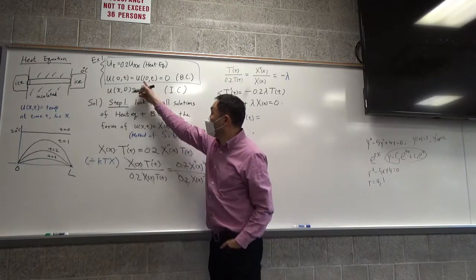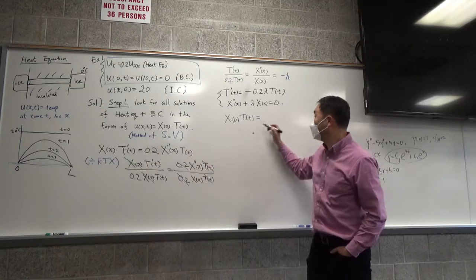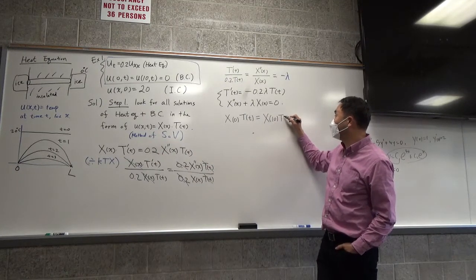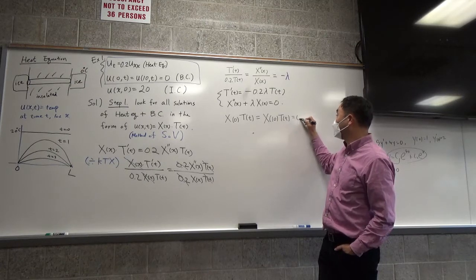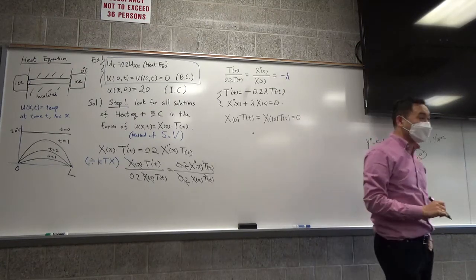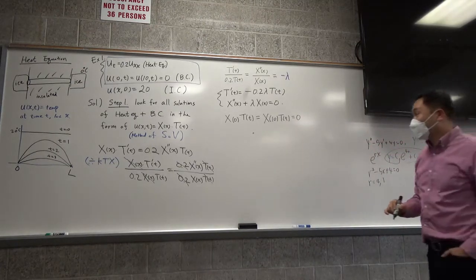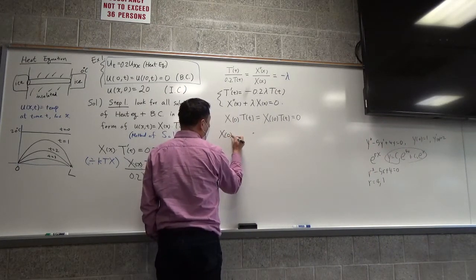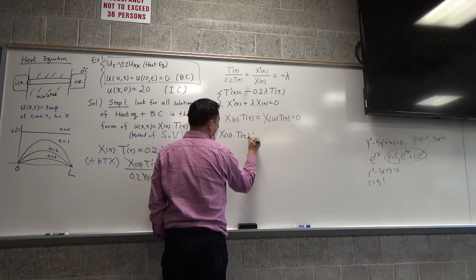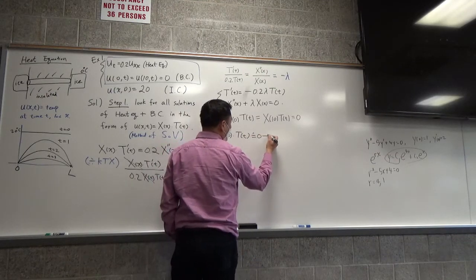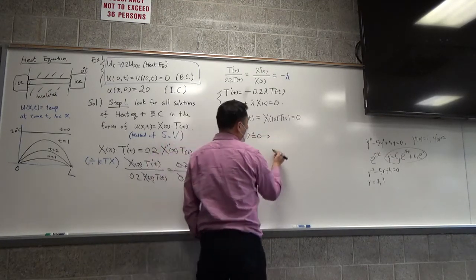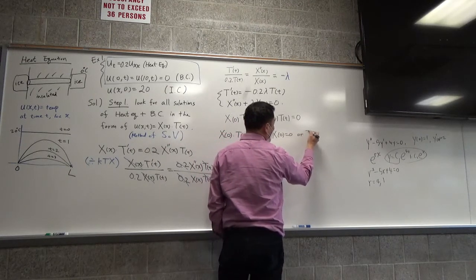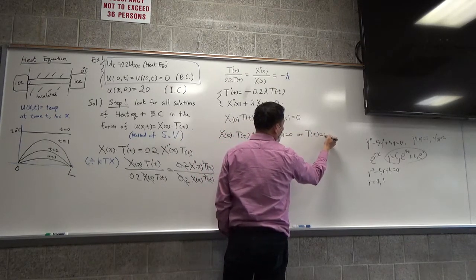Now what is u of 1,0,t? Right? And that has to equal to 0, right? Okay. And then let's think about what X of 0 times T of t equals to 0 means. This means that either X of 0 is 0 or T of t equals to 0.